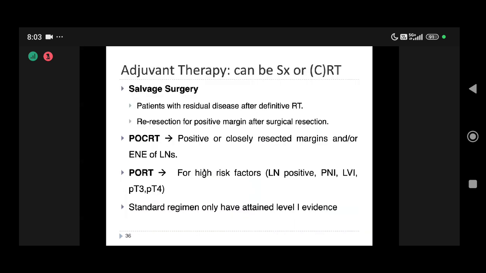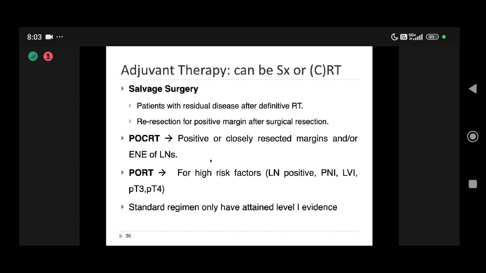Now, coming to adjuvant therapy. Adjuvant therapy can either be surgery as salvage, or it could be radiation or chemoradiation after your surgery. So adjuvant therapy is any of these three. And this will basically be based on what you have treated the patient initially, what was the stage of the treatment, and why you are giving adjuvant therapy.